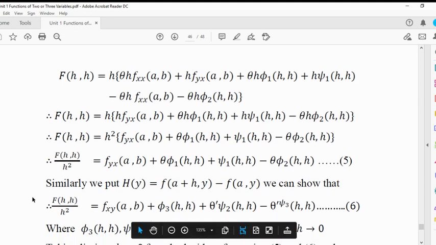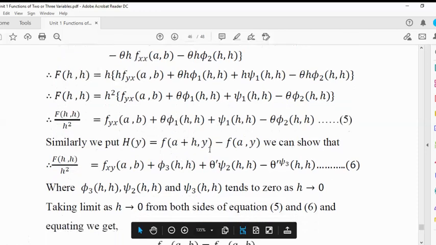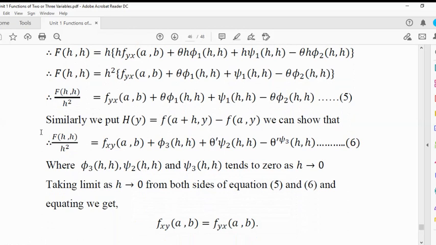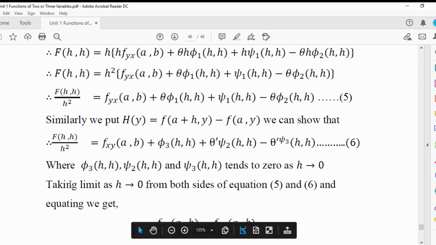Now put h of y equal to f of (a plus h, y) minus f of (a, y). Similarly we can show that f of (h, h) divided by h square equals fxy(a, b) plus phi 3(h, h) plus psi 2(h, h) plus psi 3(h, h), where phi 3, psi 2 and psi 3 tend to 0 as (h, h) tends to 0. This is equation 6.